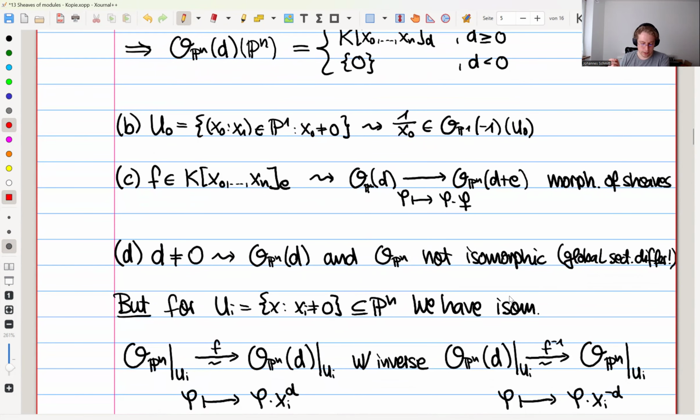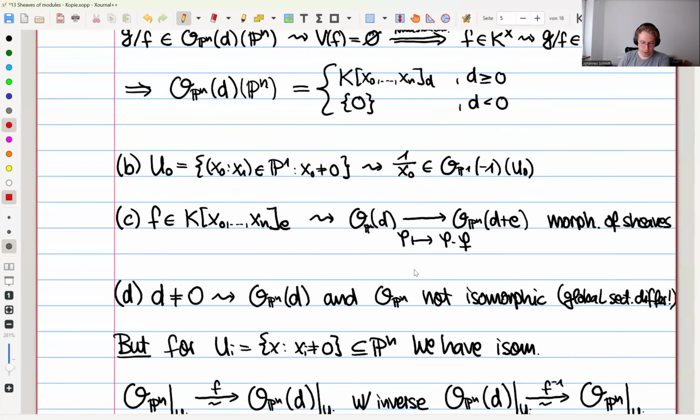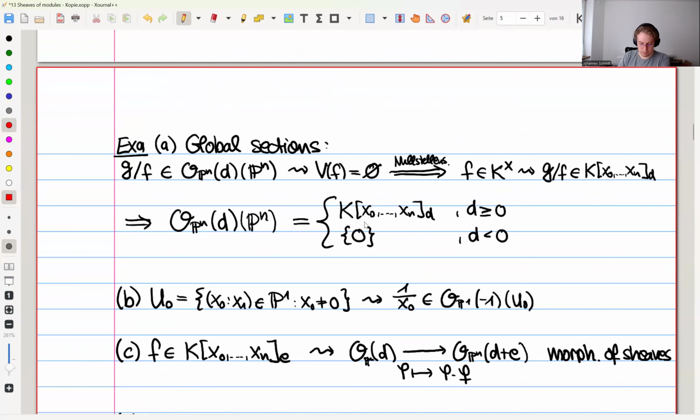But in general, for D not equal to 0, this sheaf and, for example, the trivial sheaf are not isomorphic. To show this, you can just look at the global sections, because if they were isomorphic, then their global sections would have to be isomorphic as a K-algebra, so as modules over the global sections of O_{P^n} on all of P^n. But we have seen that we can distinguish these things.